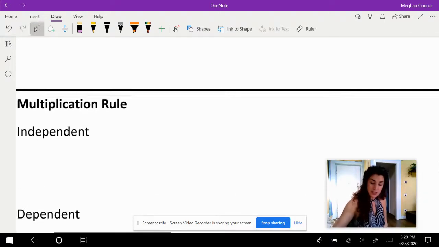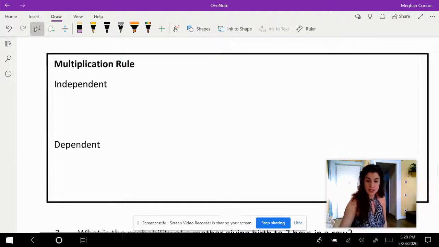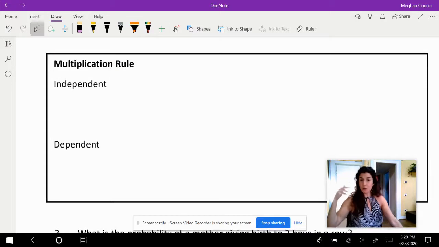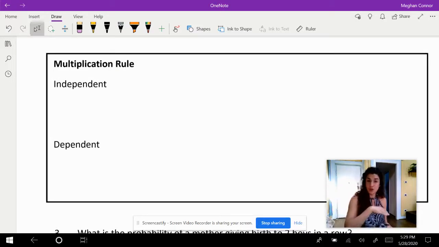Okay, the multiplication rule, I'm going to give you the definition and then we're going to use it, as opposed to with the addition rule, where we saw it in action and then we defined it. We're now going to define it first and then see it in action. So the multiplication rule, just like the addition rule, is exactly as it sounds. We're going to be multiplying our probabilities together as opposed to adding our probabilities together. But it does change depending on whether it's an independent or a dependent event. But if you think about it, not really.